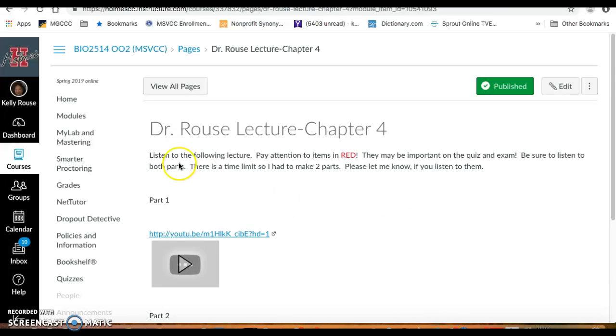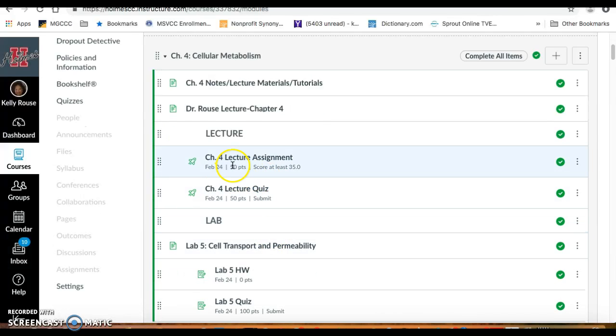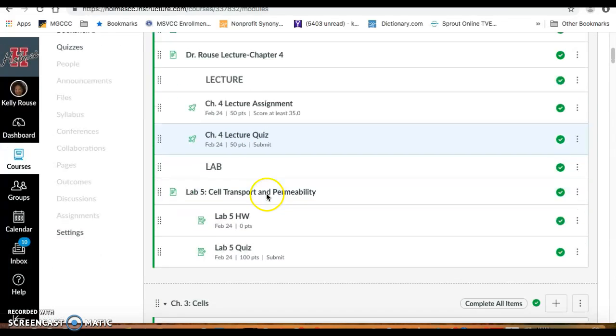After that, you see here the other things that are due this week, so that will help you understand the chapter. And as always, you have your Chapter 4 lecture assignment. Then you have your Chapter 4 lecture quiz. So again, I believe listening to my lecture is going to help you with these items. If you listen to them, please let me know. If they don't help, that's no problem, I won't do them. But if they do help, I will be happy to make the lectures for you.